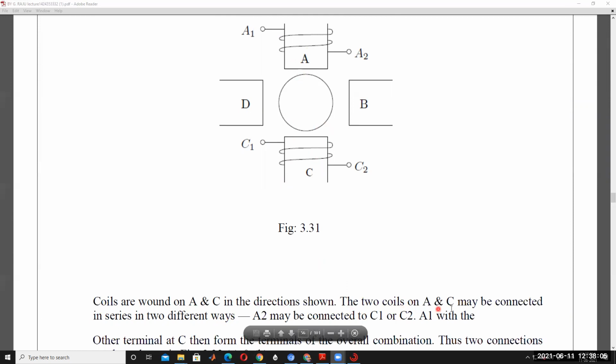These two coils on A and C may be connected in series in two different ways. A2 may be connected to C1, understood? Here A1 is the terminal of pole phase A, and its other terminal is called A2. A2 may be connected to C1. Otherwise, A2 may be connected to C2, like this.